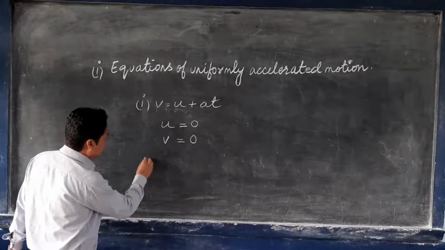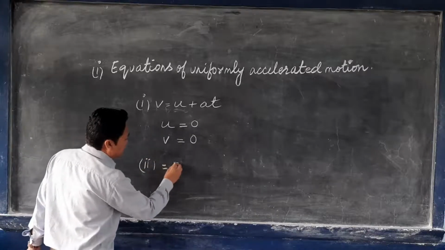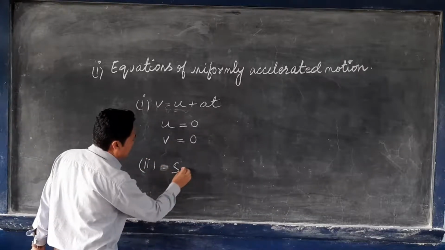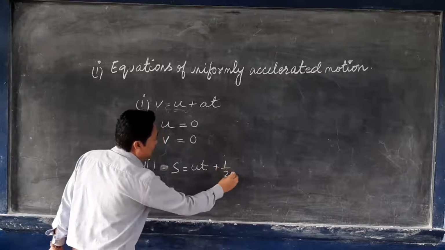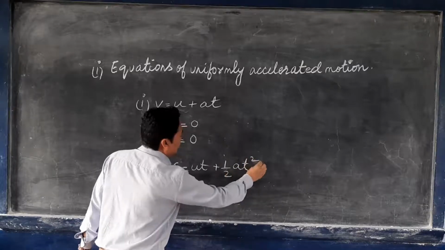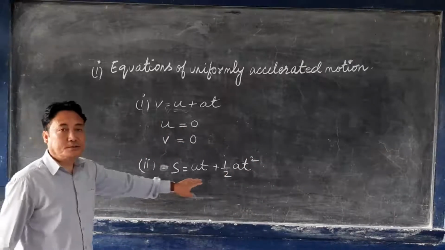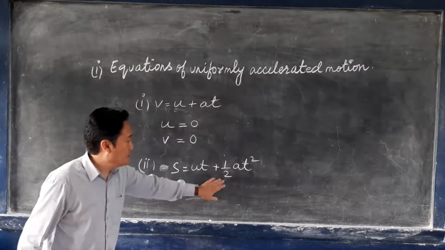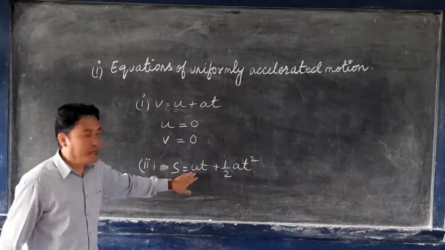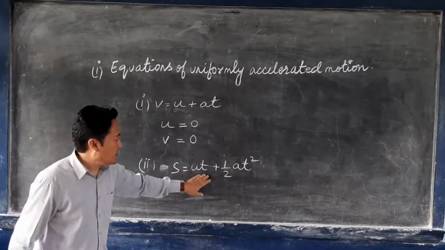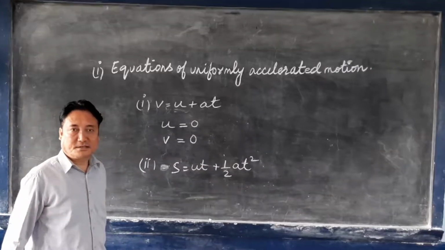Second one is S equals ut plus half AT square. The second equation is S equals ut plus 1/2 AT square. S means the distance, U is the initial velocity, T is the time, and A is the acceleration.